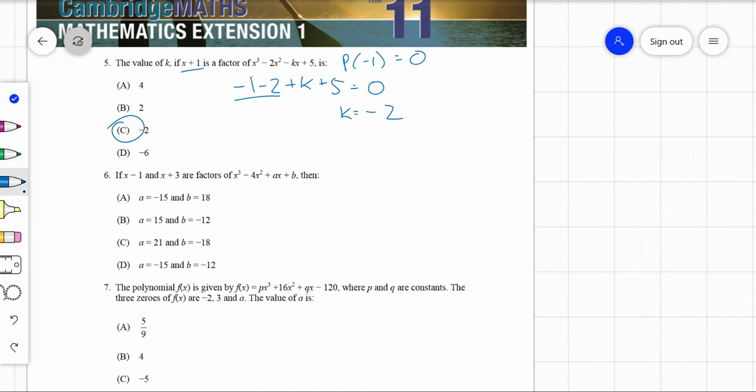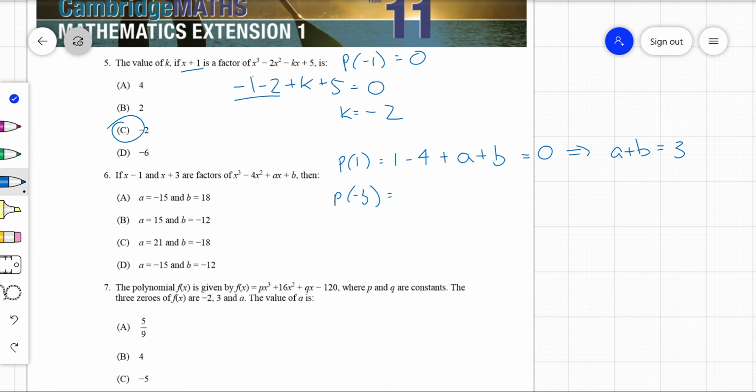All right, number 6. Both x minus 1 and x plus 3 are factors, so both 1 and minus 3 are roots of this polynomial. When I put p of 1 in, I should get 0, and when I put p of negative 3 in, I should also get 0. So let's put p of 1 in. We get 1 minus 4 plus a plus b, and that should equal 0. If I simplify that, I get a plus b minus 3, so a plus b equals 3.